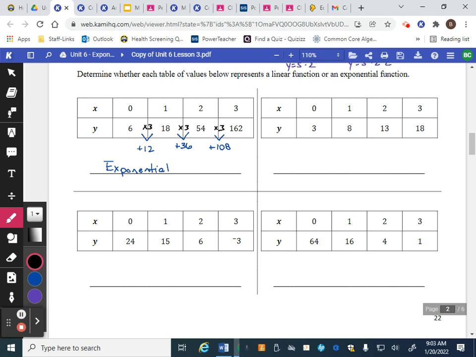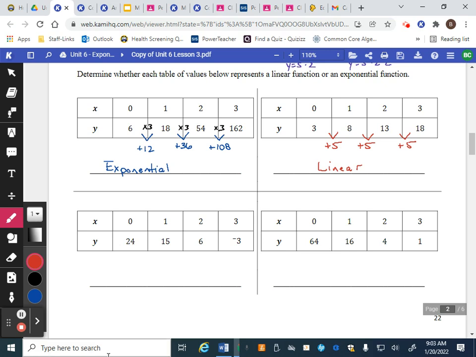And if you checked it out, 18 times 3 is 54, and 54 times 3 is 162. So if you go to the right side here, x is going up by 1, 3 to 8, that's an increase of 5. 8 to 13 is an increase of 5. 13 to 18 is an increase of 5. This is linear because it's a constant rate of change.